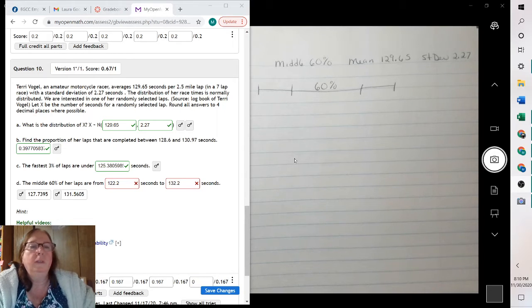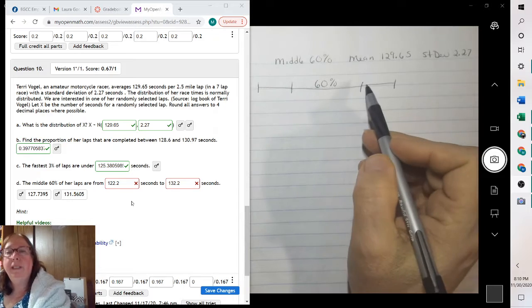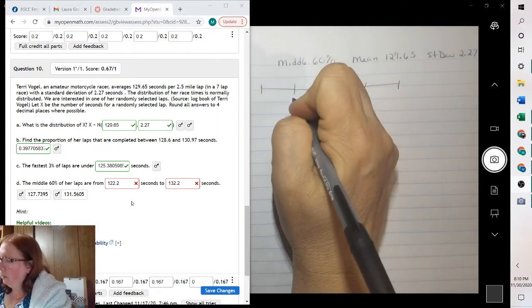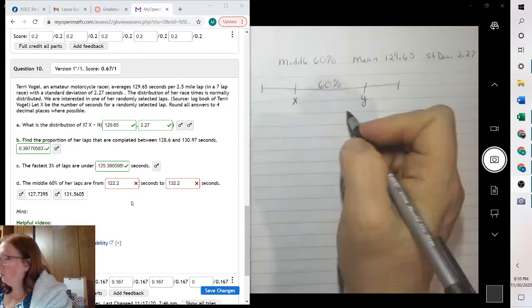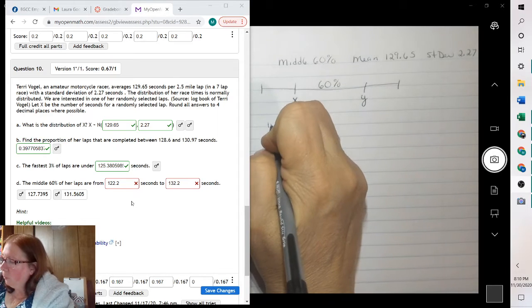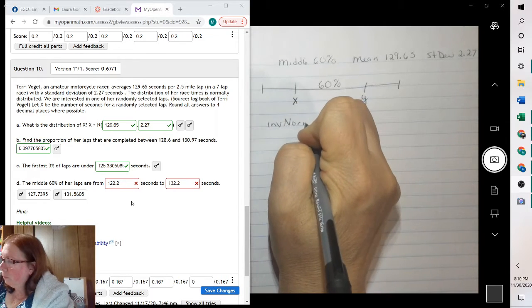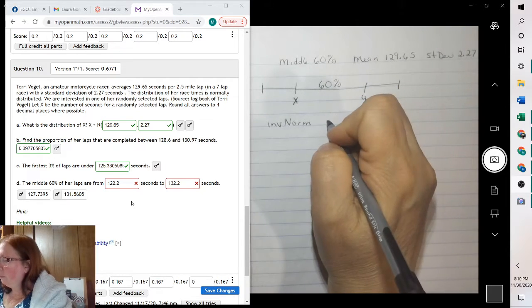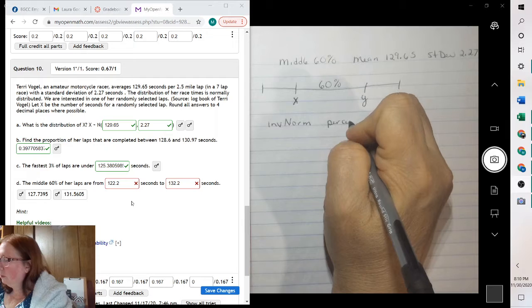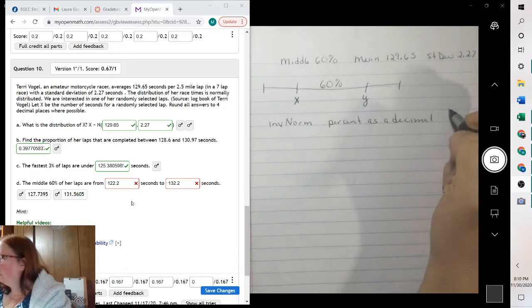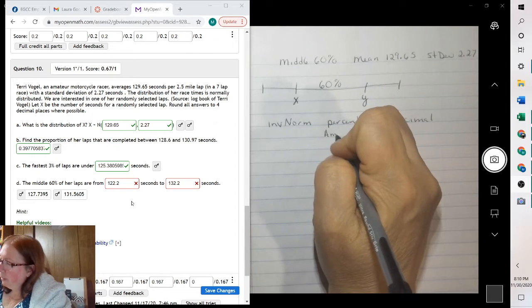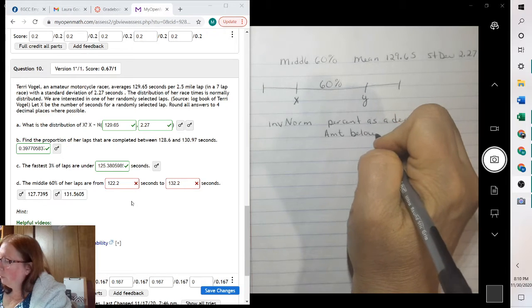Hello. So for problem number 10, when you want to find the middle 60% of the laps, the middle 60 would be in here. And so we want to find a lower number and a higher number. When you're finding it using the inverse norm, you need to have the percent as a decimal, and it needs to be the amount below the number.